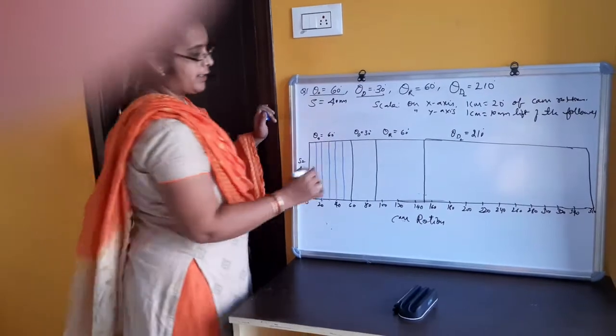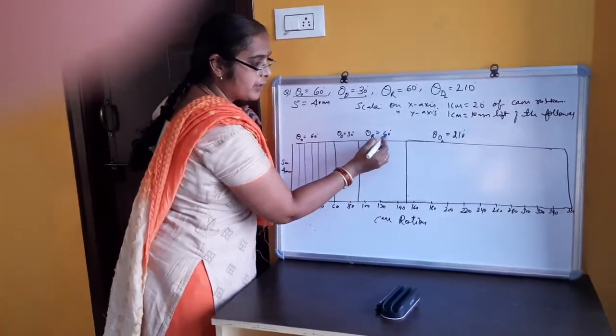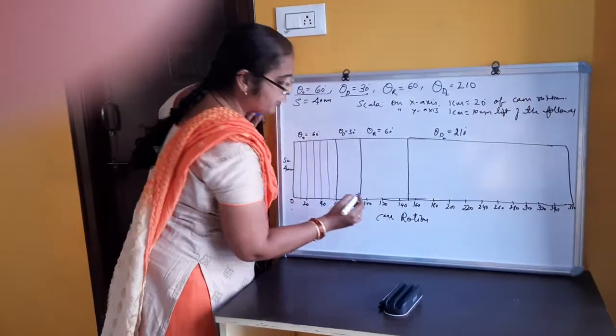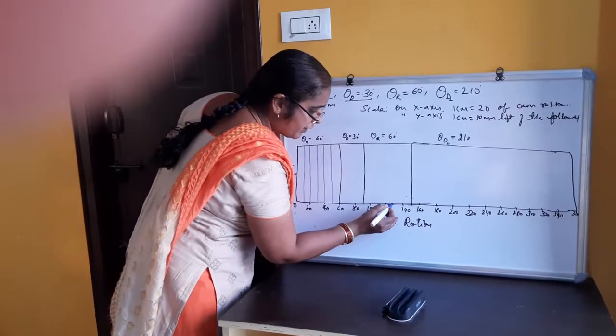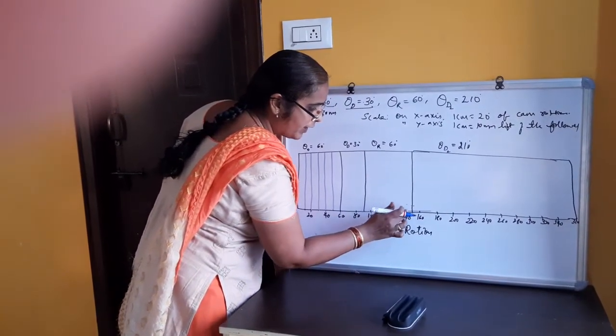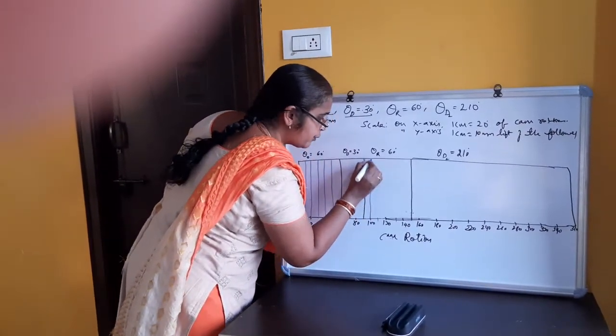Again similarly here also, the outstroke region, return stroke angle is 60 degree, which is equal to 3 centimeters. Again divide it into 6 equal parts. For every half centimeter keep a point: 1, 2, 3, 4, 5 and 6. Draw lines through these points.